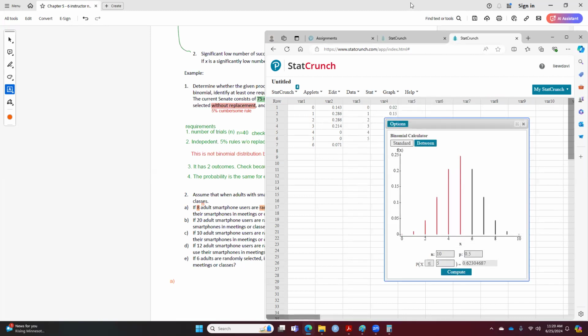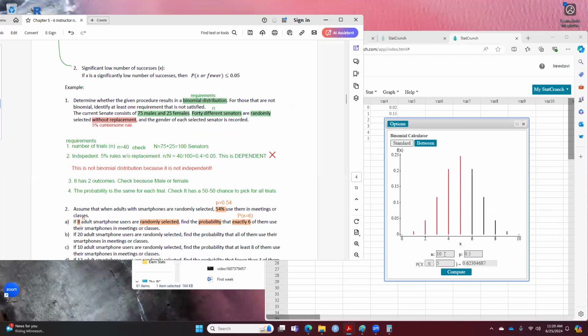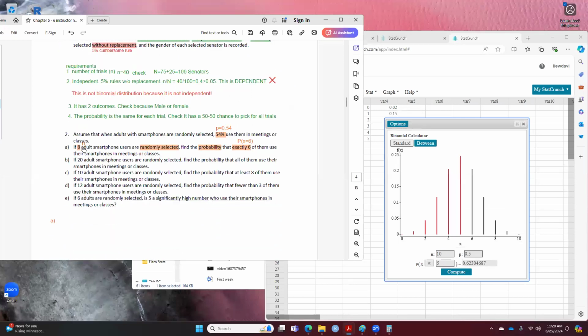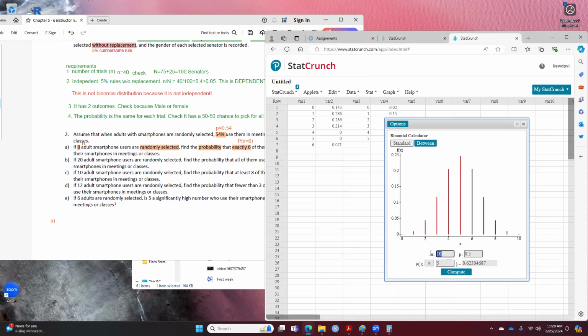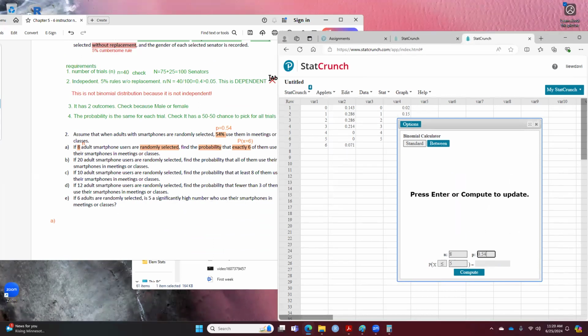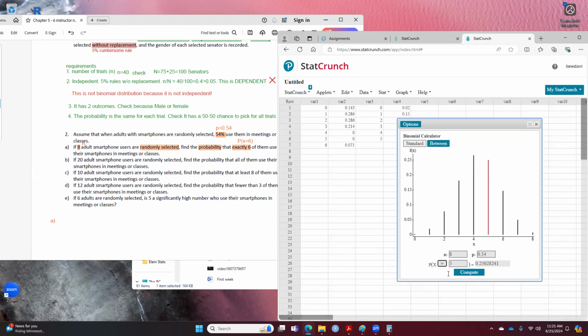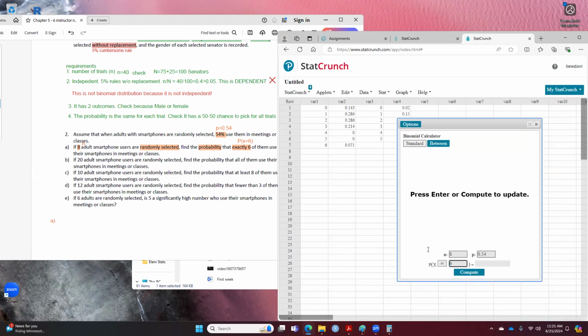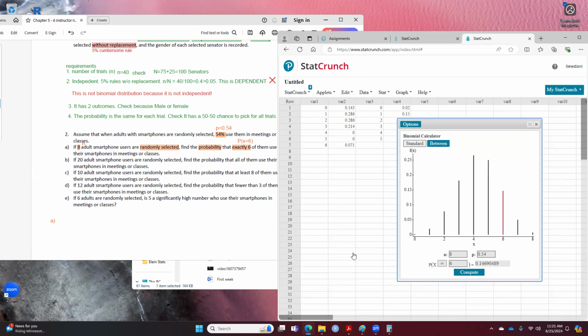So they will ask us to put in two pieces of information first. Your n in this case is 8, which is your number of trials, and your p is 0.54, which is the 54%. That means that in question 2 A, B, C, D, E, the 54% is used throughout this whole question, so your p is the same for all these questions. And since the question asks us to find the probability that is exactly 6, this is your answer in this case.